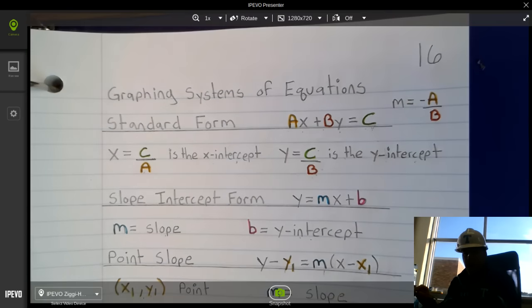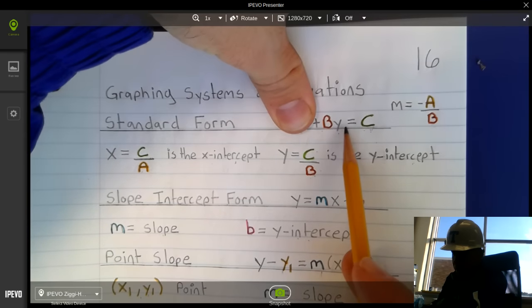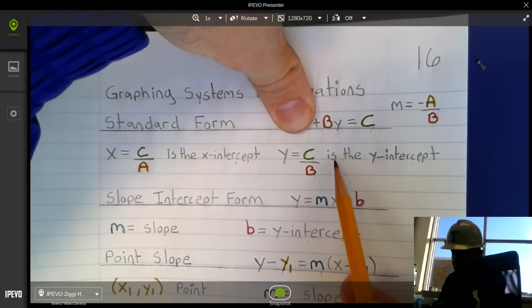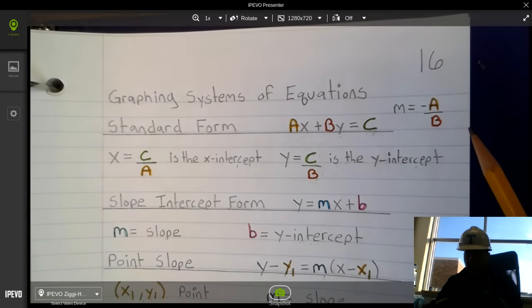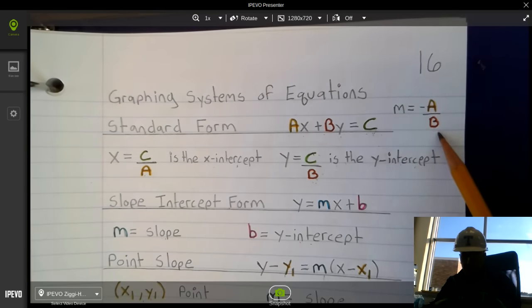Now, if it's a y-intercept, the x value is 0. So we cover up x as a 0, and now we're left with by equals c. If we divide both sides by b, we have c divided by b, and that is the y-intercept. Also, just a note, I'm not going to walk you through how to get it, but the slope is negative a divided by b.